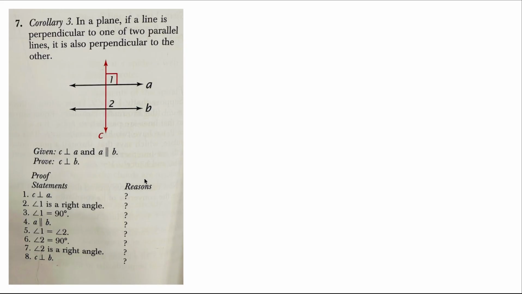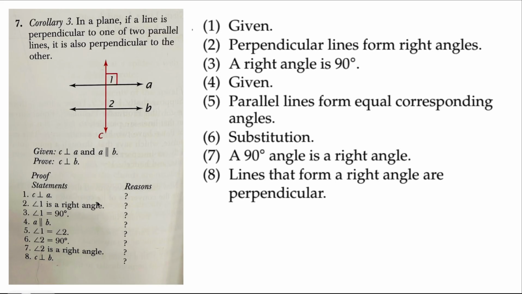Okay, so let's go through our reasons. Given, C is perpendicular to A, right? Angle 1 is a right angle. How many degrees are in a right angle? 90. And perpendicular lines form right angles. That's the theorem, or corollary, that we're using. Number 3, angle 1 equals 90 degrees. Why? Because a right angle is 90 degrees. We just talked about a right angle in number 2. They're kind of going off of each other.